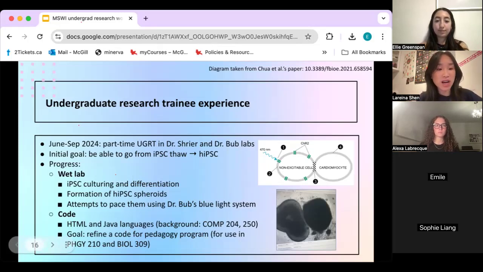At the same time, I also did some coding for Dr. Bub. I had some background in coding in Comp 204, which is a prereq for physiology, and I also took Comp 250. With Dr. Bub, I did HTML and Java coding for one of his programs because he's working on a pedagogy program for use in Physiology 210 and Bio 309, which is mathematical models in biology. So I worked on some code with him as well.